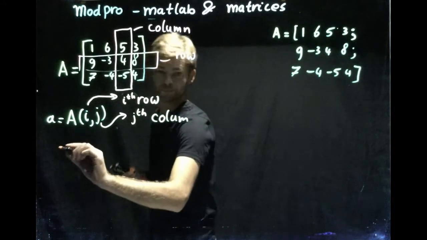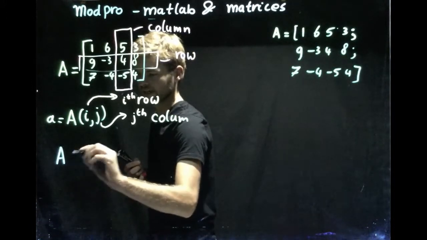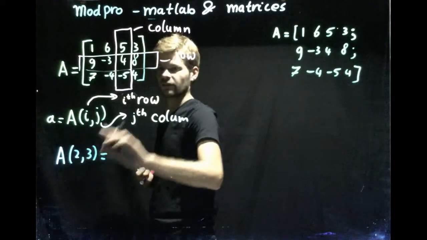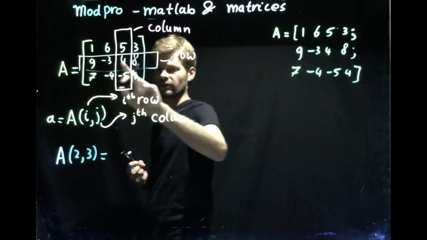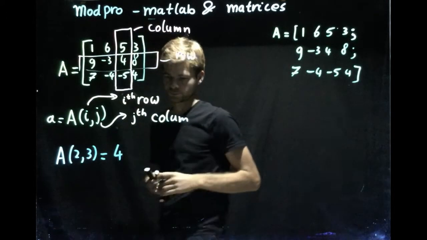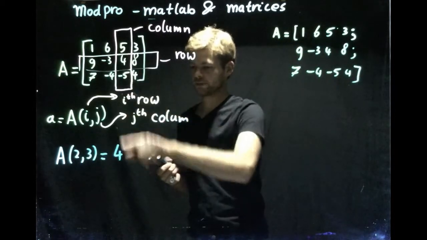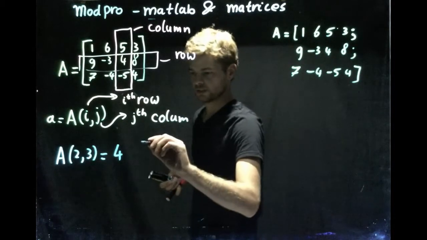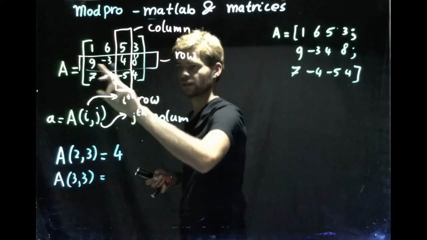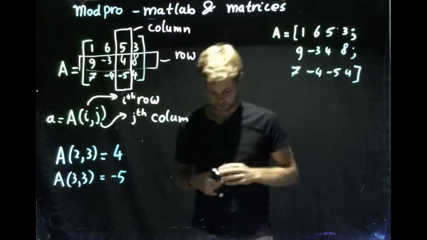So let's try this once. If I want to obtain the value A(2,3), I have to look in row number 2, so it is this row, and column number 3, so it's this, so that's number 4. So the value is 4. So if you want to obtain the value A(2,3), it will be 4. And A(3,3) will be minus 5. And so I can continue obtaining these values.